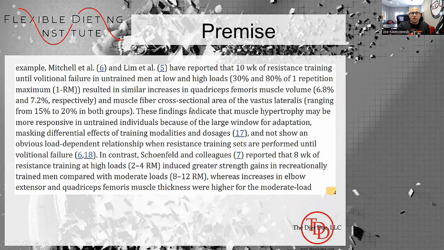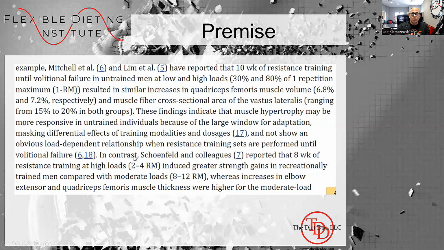These findings indicate that muscle hypertrophy may be more responsive in untrained individuals, which is going to come into really big play with this meta-analysis, of the large window for adaptation, masking differential effects of training modalities and dosages. So that was kind of a criticism of that particular study. They used untrained people. So virtually anything they did was going to create some kind of a really good accentuated training response.